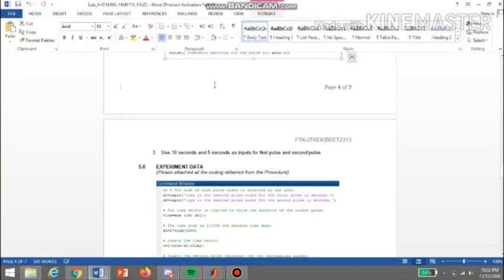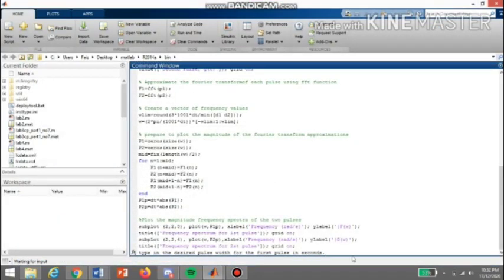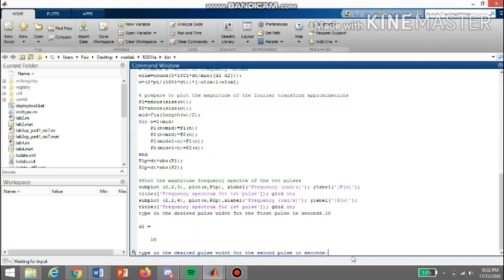This question asks to use 10 seconds and 5 seconds as input for first pass and second pass. So for the first pass we add 10 seconds and for the second pass 5 seconds.